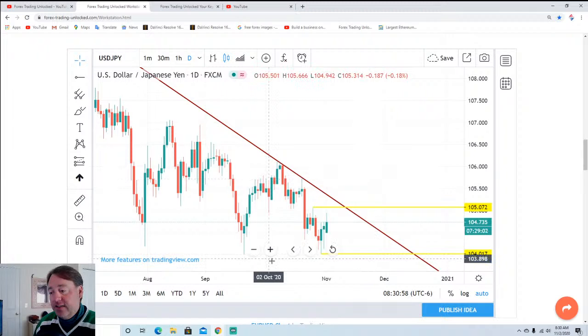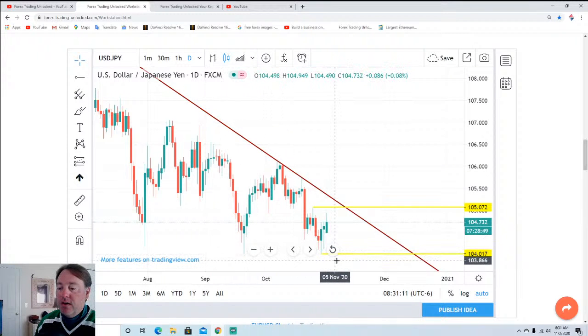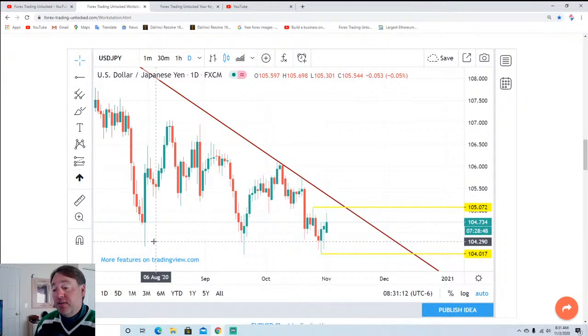Now, the key thing to take into account is that this market made a low back in September of 104 even, and then it made a low here at 104.0 quarter just last week. It did not make another low. You could call this a double bottom. It's only off by a couple ticks.